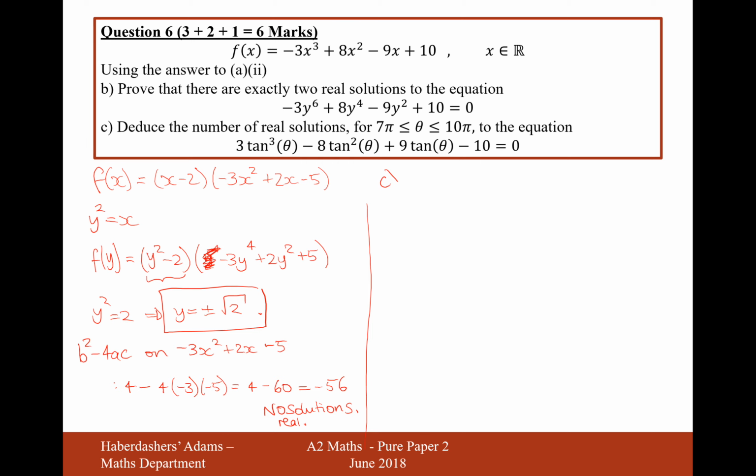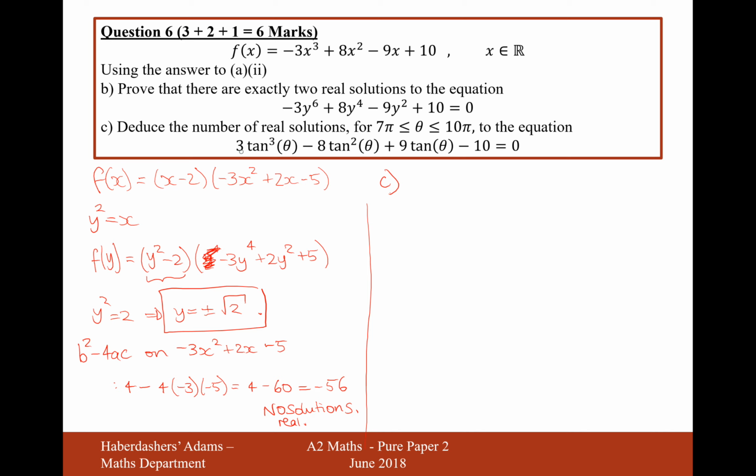Okay, moving on to part C now, the tan one. Deduce the number of solutions in between 7 pi to 10 pi to the equation of this thing here. Okay, so it looks like, again, the only difference between this equation and this polynomial is that the signs have all changed, and also that the x's have now turned into tans.